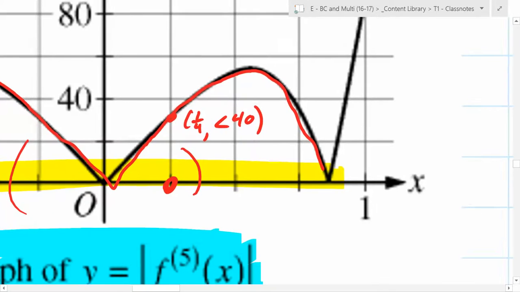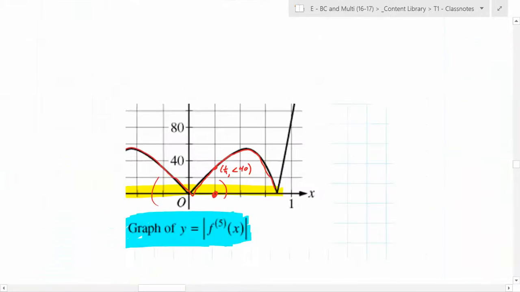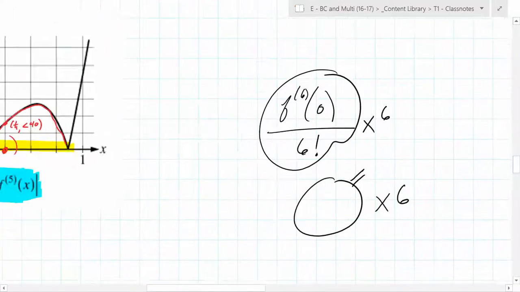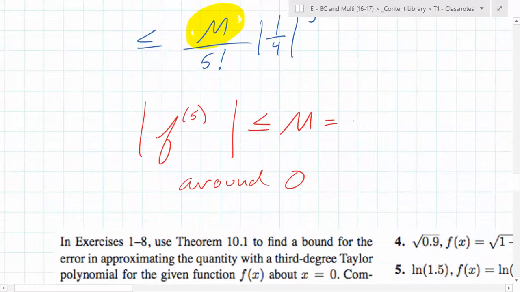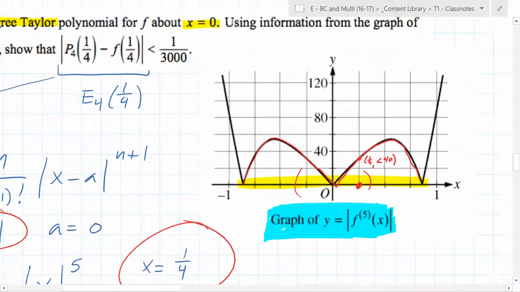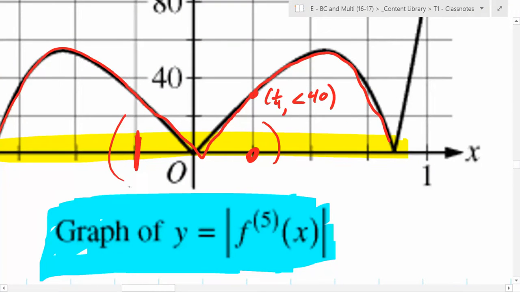So we could choose 40 for our M value. Let's say M is equal to 40. Are you okay with me choosing 40 for that? That's the maximum, because on the interval from negative 1/4 to positive 1/4, see the blue I'm highlighting? All of that is definitely less than 40. Do you agree with that?